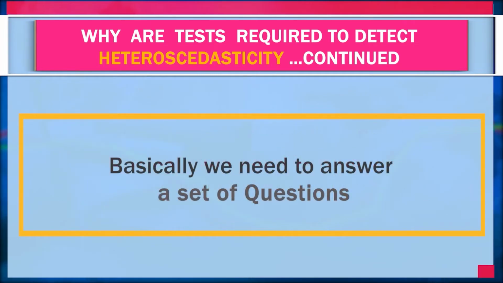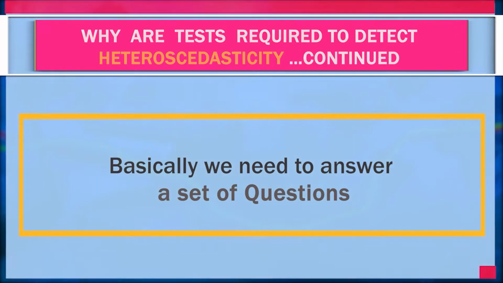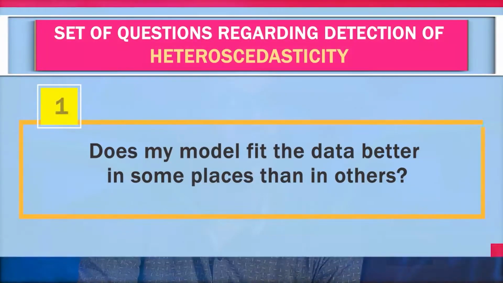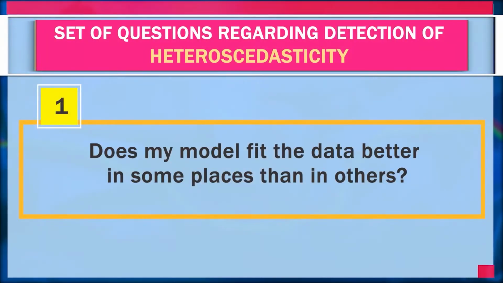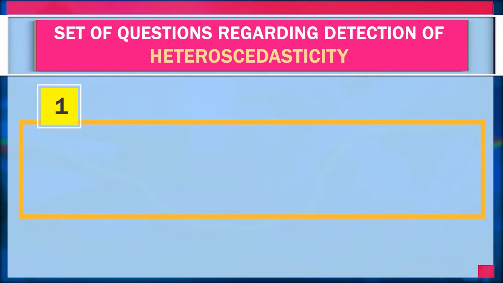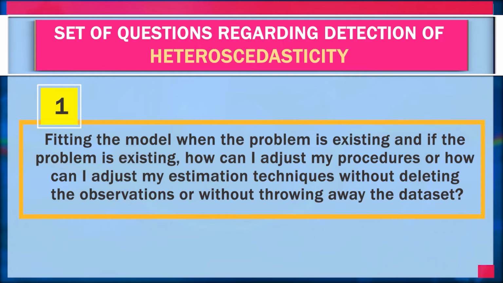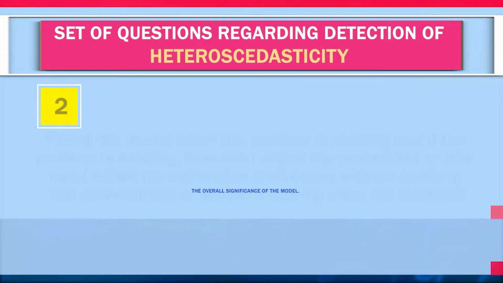So basically we need to answer a set of questions. In this particular slide, we want to seek the answer to the first question: does my model fit the data better in some places than in others? So it is a question of fitting the model when the problem exists. And if the problem exists, how can I adjust my procedures or my estimation techniques without deleting the observations or without throwing away the data set?